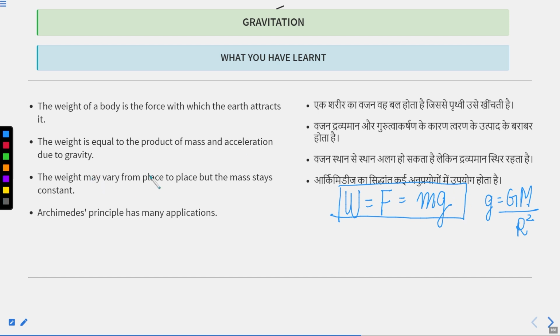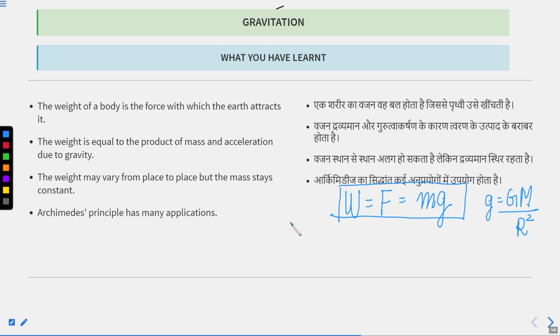The weight may change from place to place, but mass is always constant, because weight depends on the value of gravitational acceleration, and gravitational acceleration changes from place to place. So weight changes from place to place, but mass is independent of it. Mass remains constant everywhere.